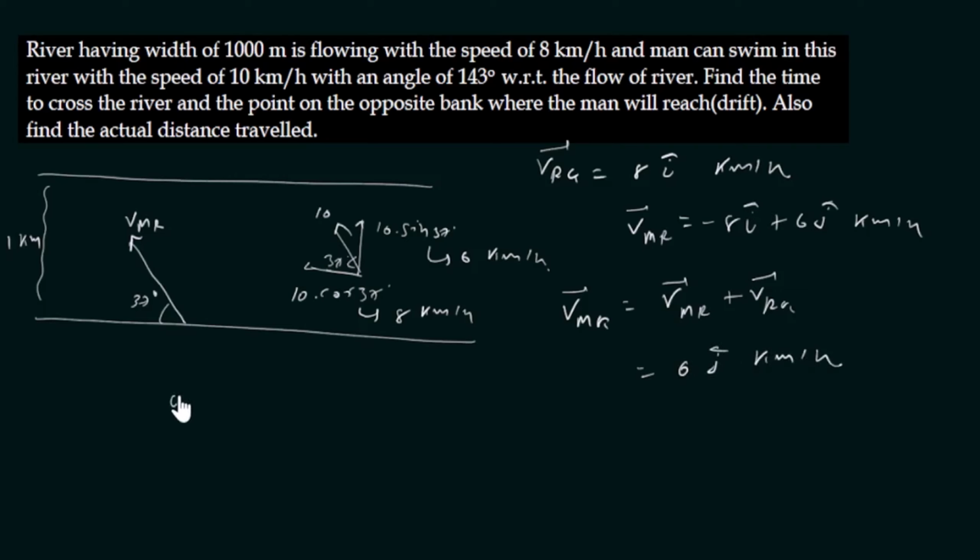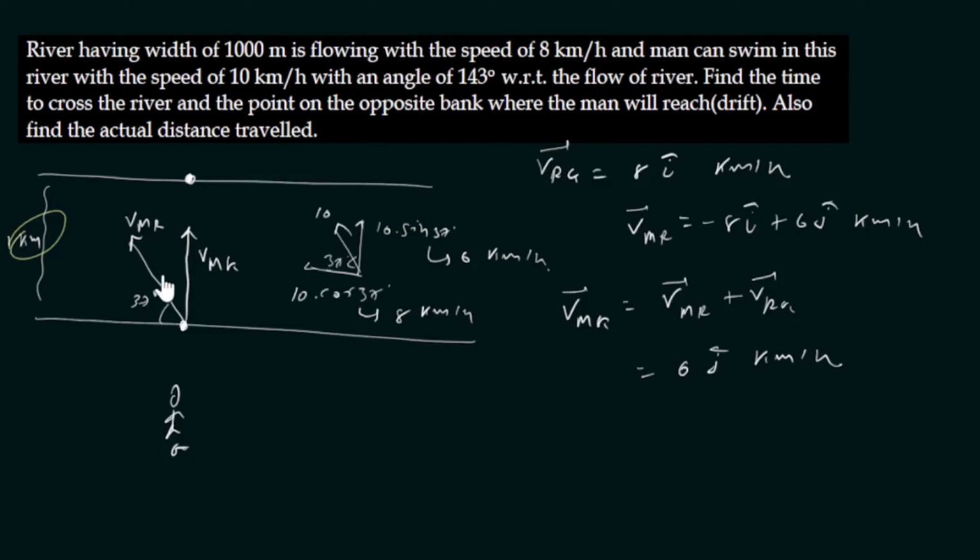So with respect to ground, the observer is here, on the ground. So it will see the man going in this particular direction, which is VMG. This is basically the positive y-axis. The person will start from this point and reach this point, so the drift will be 0. And the actual distance traveled will be 1 kilometer.